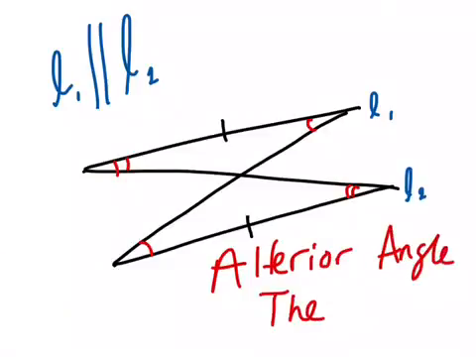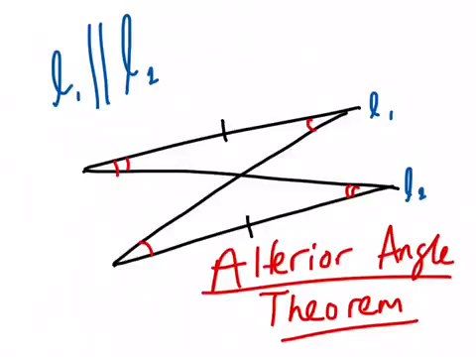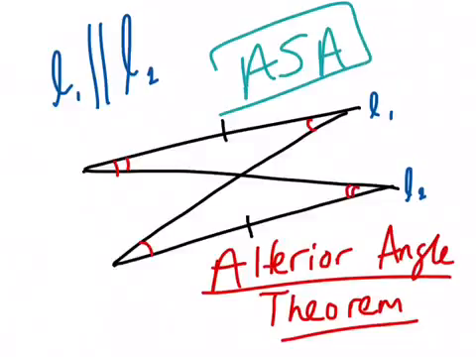The alternate interior angle theorem says that two angles on the opposite sides of the transversal, if they're both inside of the parallel lines, are congruent. So again, using the alternate interior angle theorem, we now have two pairs of congruent angles. Now, this side that we were already given, the side that we know is congruent, is in between the two angles. So for this example, we have angle side angle, proving that the two triangles are congruent.